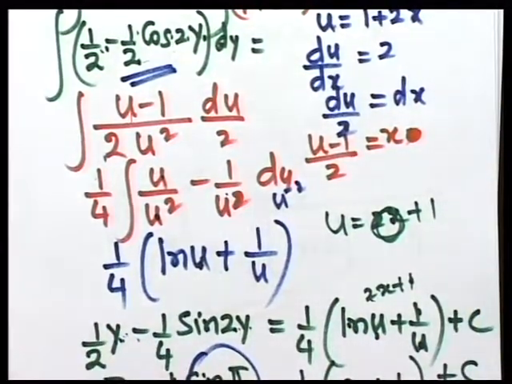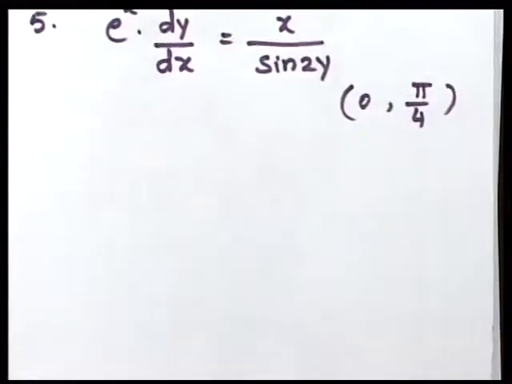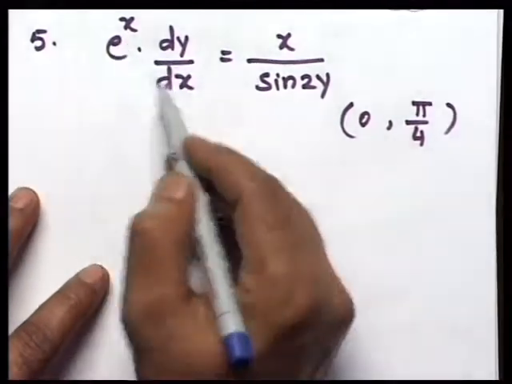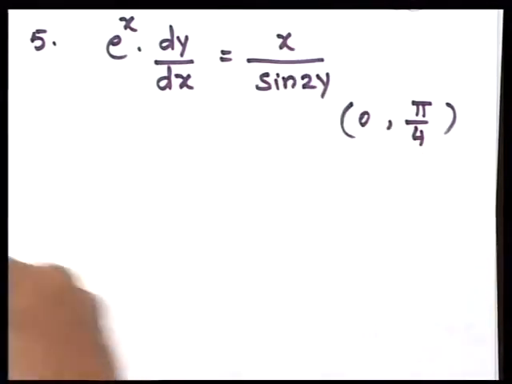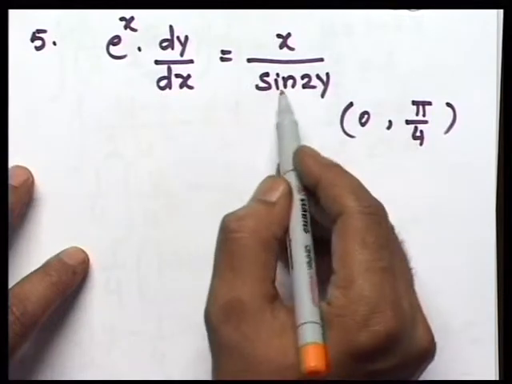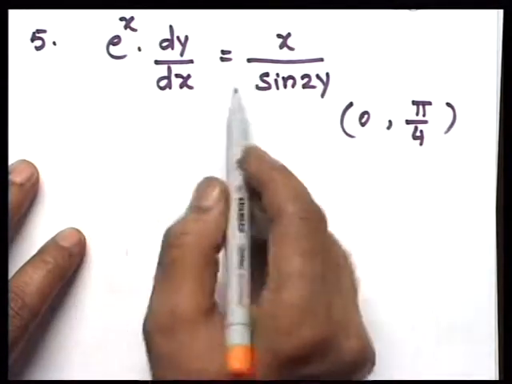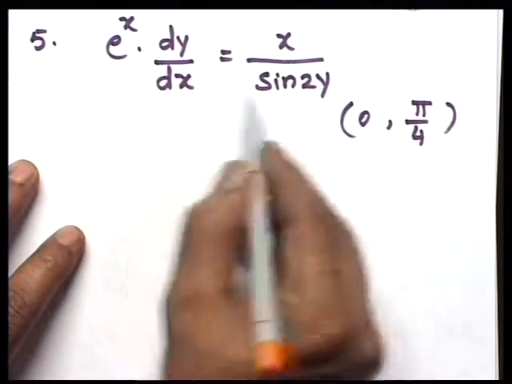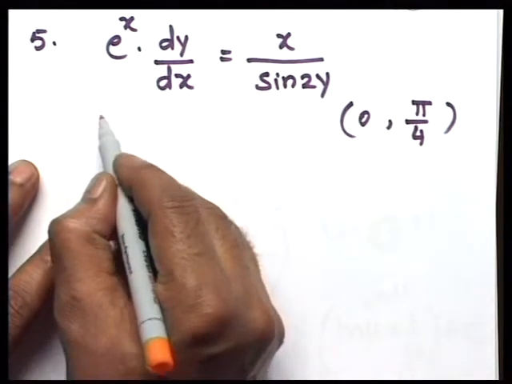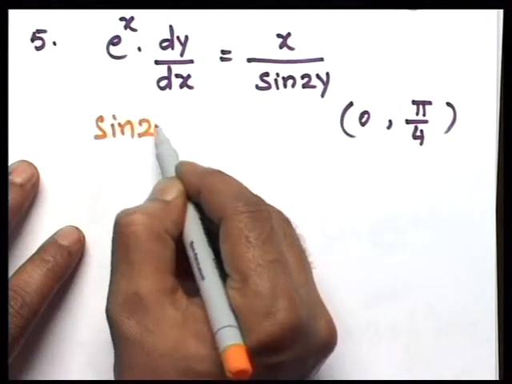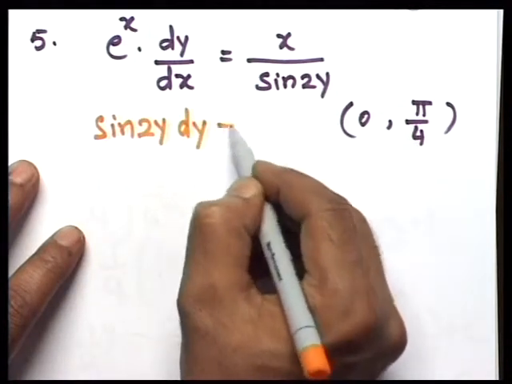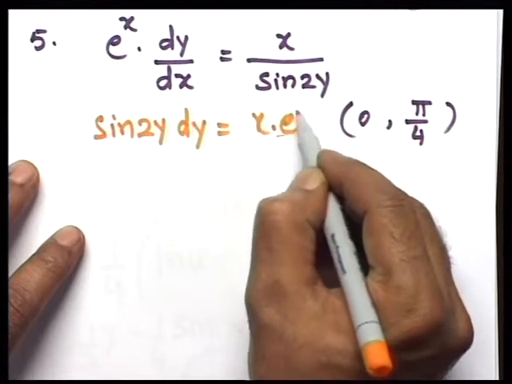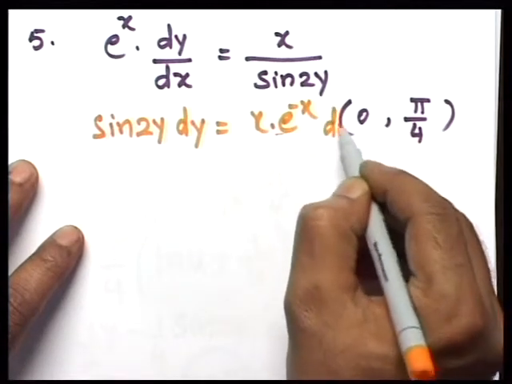That's it. We have one more. Various exam boards, not just one. Right, so that's e to the x, dy over dx equals x over sine 2y. See what happens. Sine 2y on the left side, right? e to the x on the right side. So that's going to be sine 2y dy equals x over e to the x, which is e to the minus x, dx.